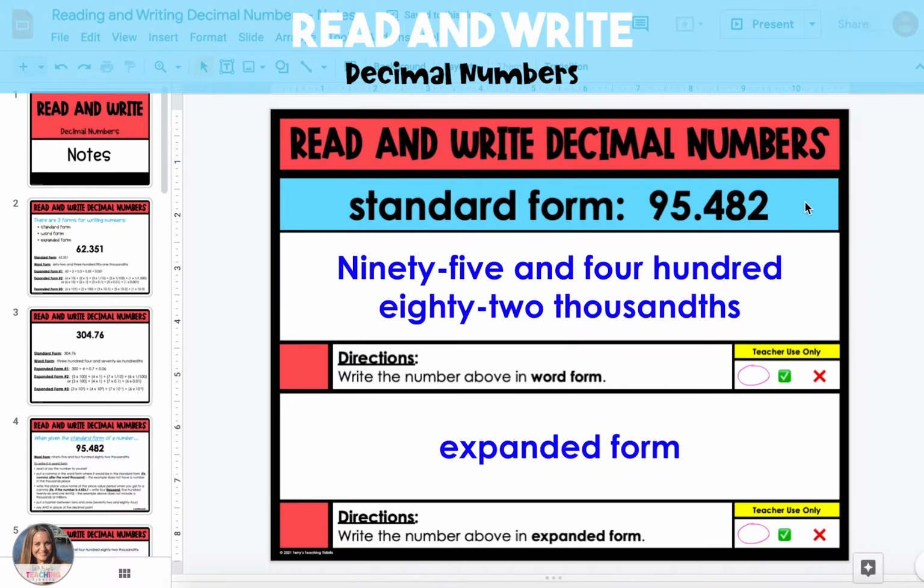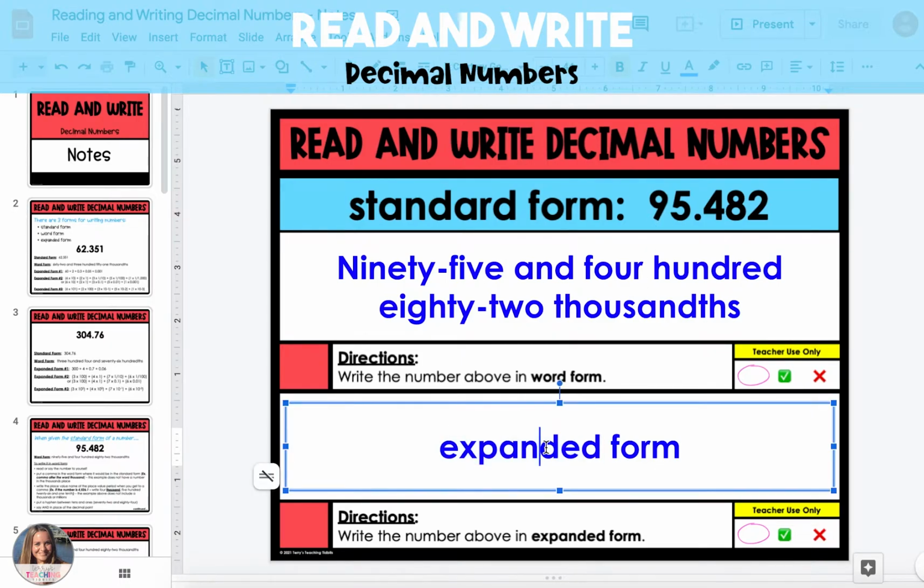Now we're going to record the same number in expanded form. To do this, we're going to look at each number individually in its place value, and we're going to write it as an expression. So the 9 in the tens place is going to be represented as 9 times 10 because we have 9 tens. Then we're going to add the 5 in the ones place. So we're going to add 5 times 1.